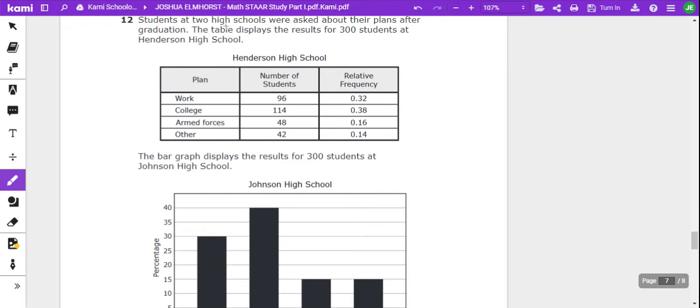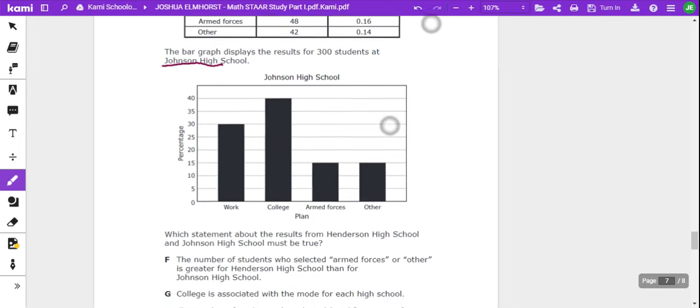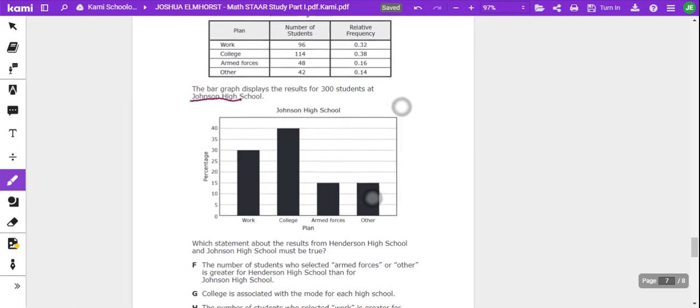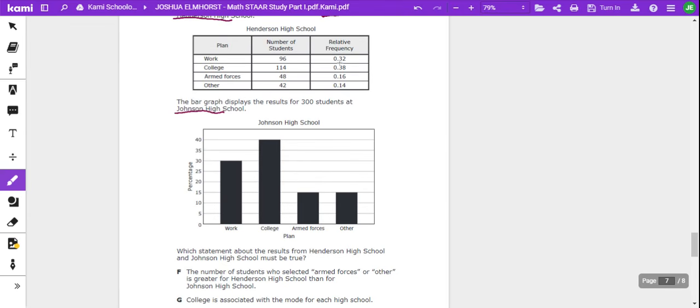Okay. Students at 2 high schools are asked their plans after graduation. There's 300 total students. The bar graph displays the results of 300 students at Johnson High School, and this is Henderson High School. Let's go down to the question, which statement about the results of Henderson and Johnson? Okay, so frequency is given. So the number of students who selected armed forces or other is greater than Henderson.